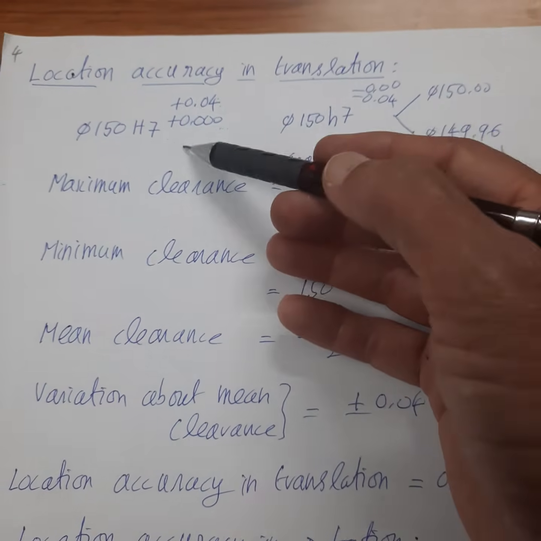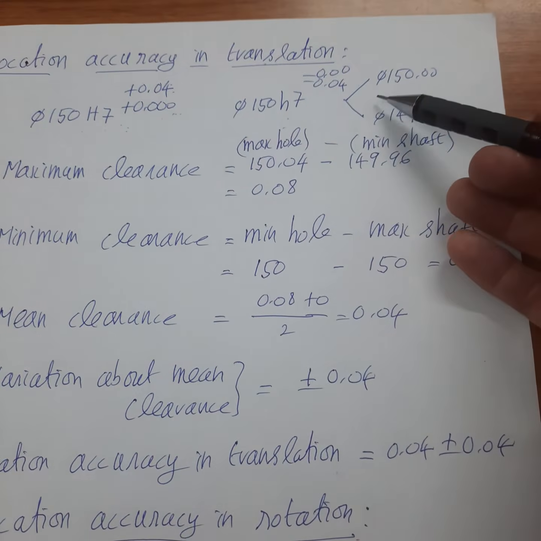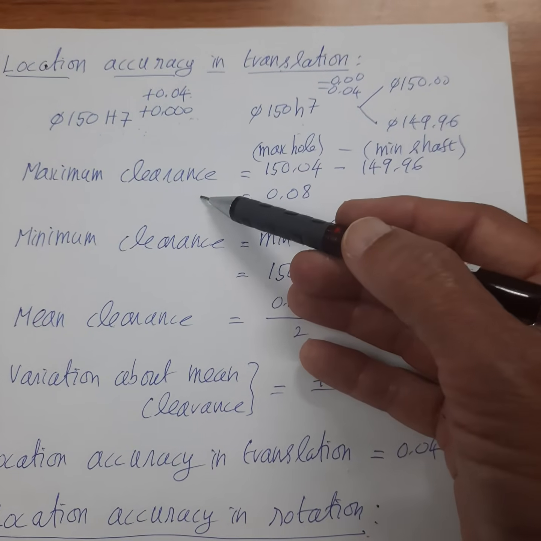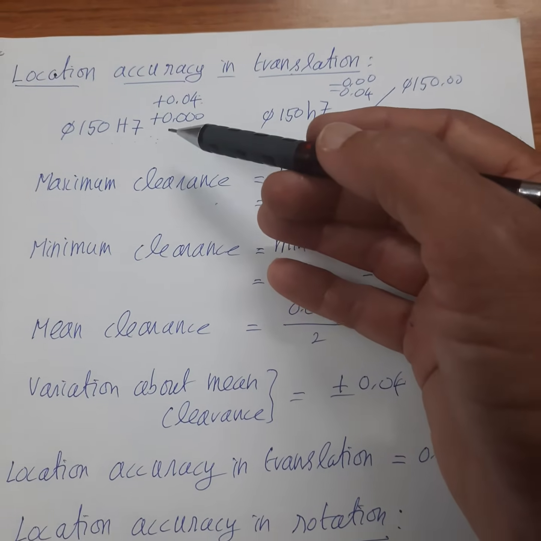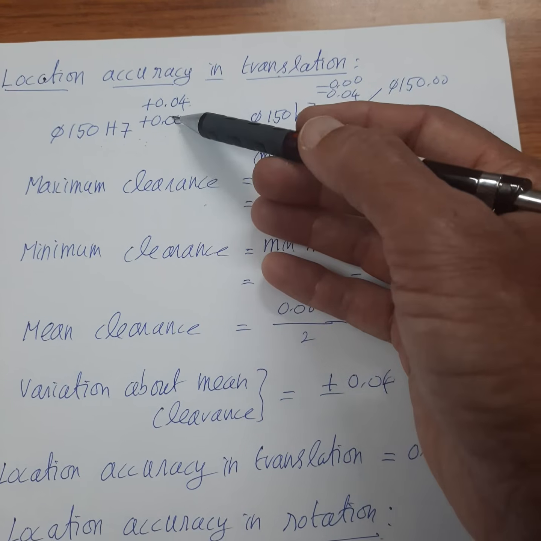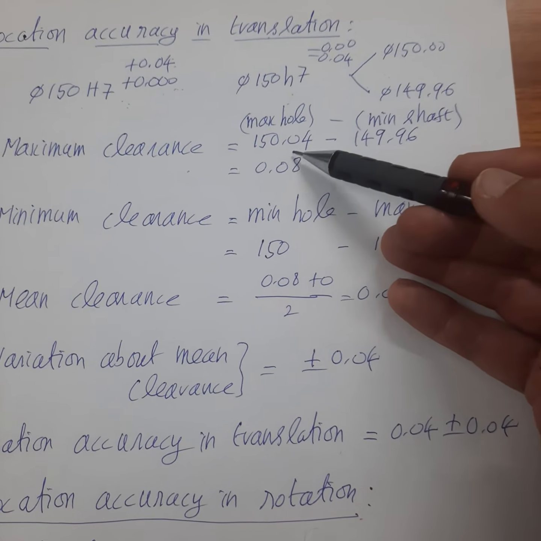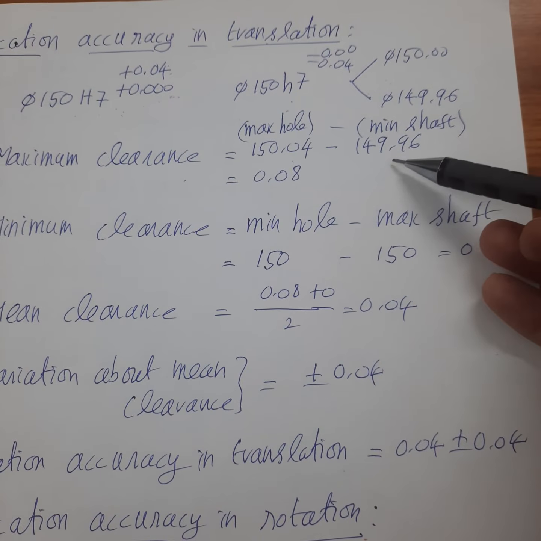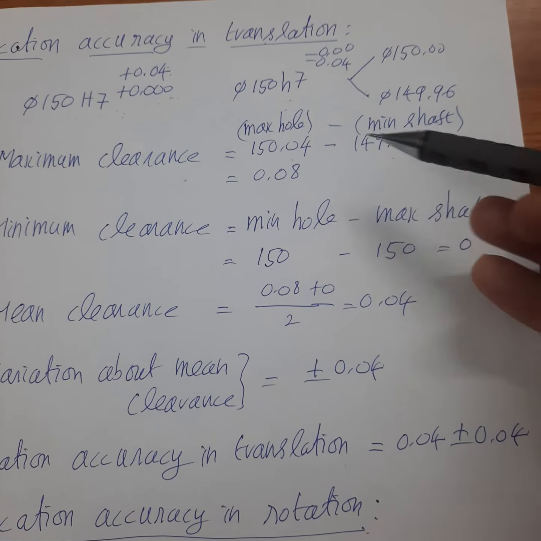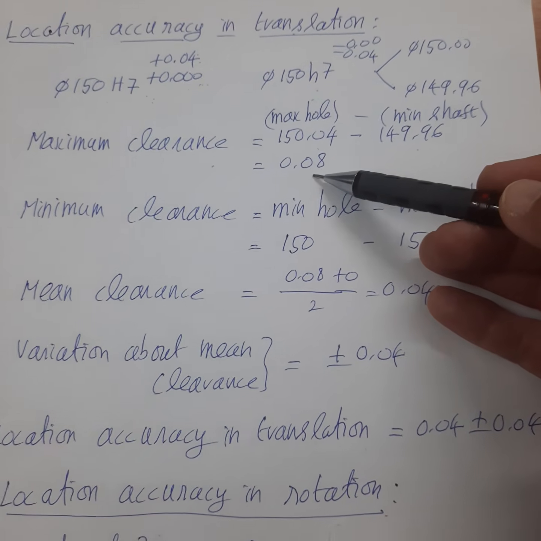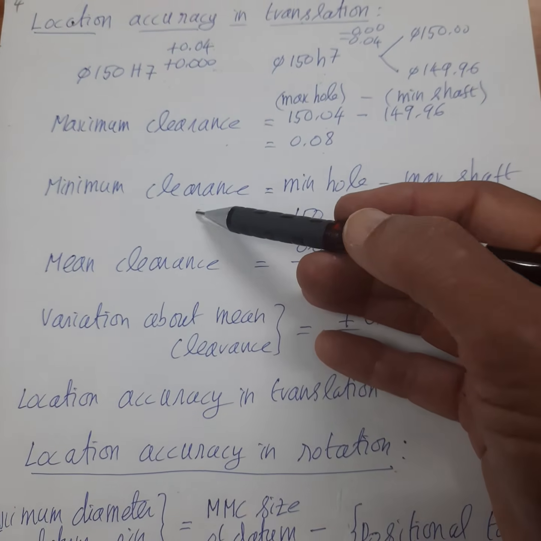So with the help of the tolerances that we have found out from the data book, we can find the maximum clearance. So the maximum clearance results when you assemble a maximum hole with a minimum shaft. So the maximum hole size is 150.04 and the minimum shaft size is 149.96. So the maximum clearance comes to 0.08.